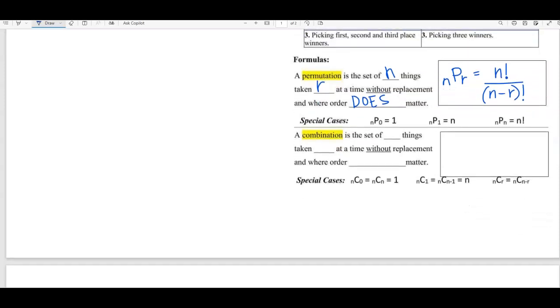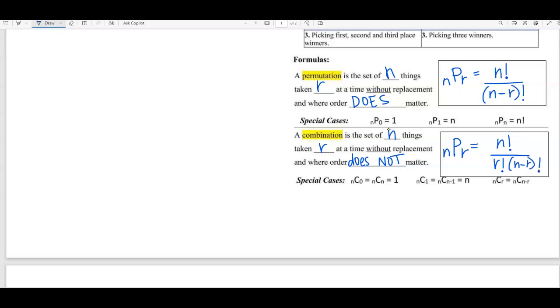Okay, for a combination, the set of n things taken r at a time without replacement, and where order does not matter. So very similar, but this time the order does not matter. The formula is a slight bit different. So here's nCr equals n factorial over r factorial times parentheses n minus r factorial.